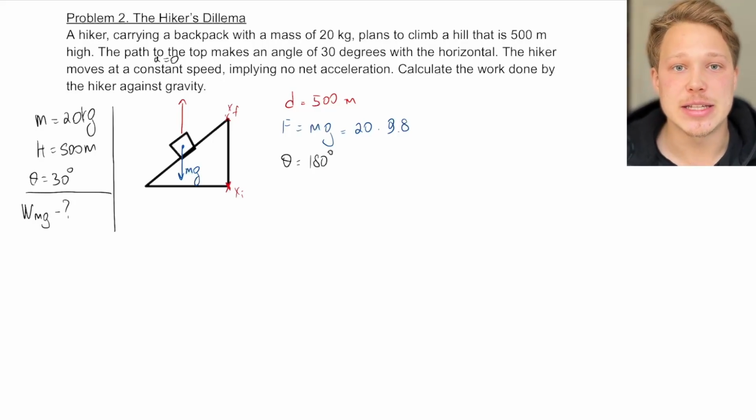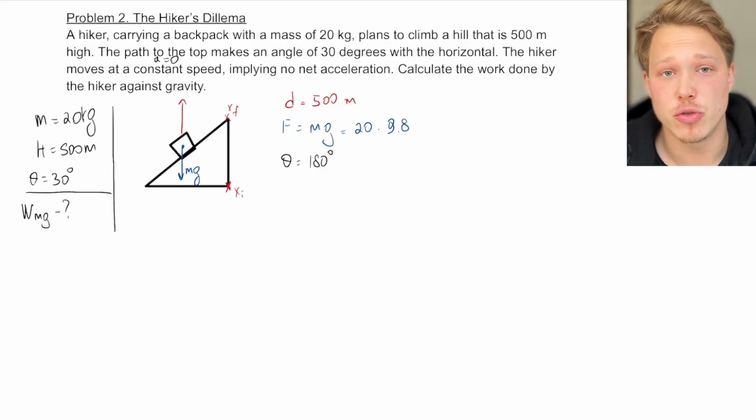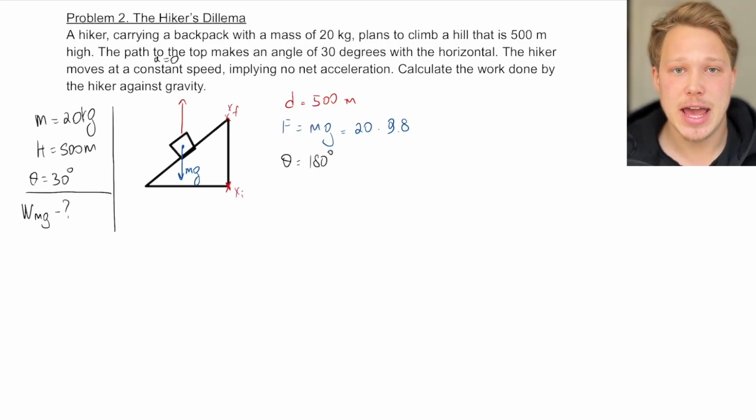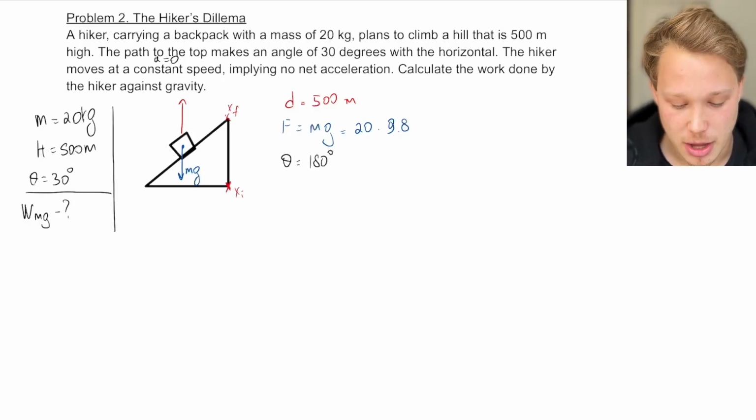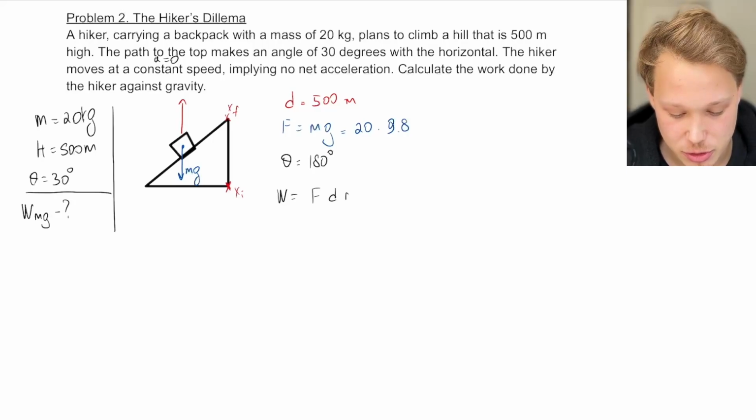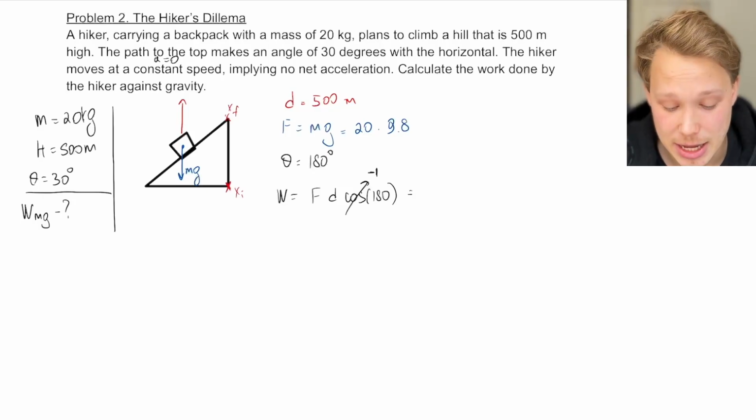In other words, when you're climbing the hill, you have to overcome gravity. So gravity does negative work. It doesn't help you to move up the hill; it actually hinders you moving up the hill. So work will be equal to force times distance times cosine of 180. Once again, cosine of 180 will be -1. So again, mg does negative work here.